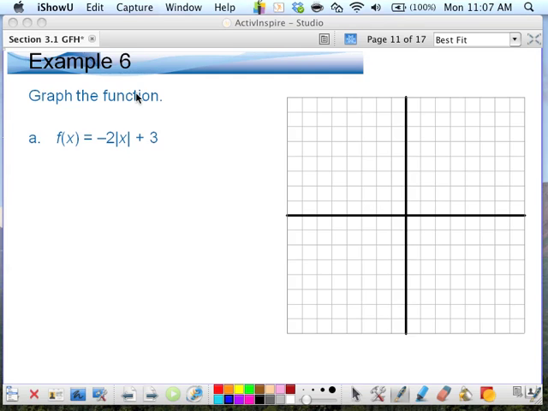Let's graph the function f of x equals -2 absolute value of x plus 3. Now we've graphed absolute value before. We're expecting this to look like a V, right? Upward or downward? Downward V, because it has a negative in front of the absolute value. So we need to make a table of values.